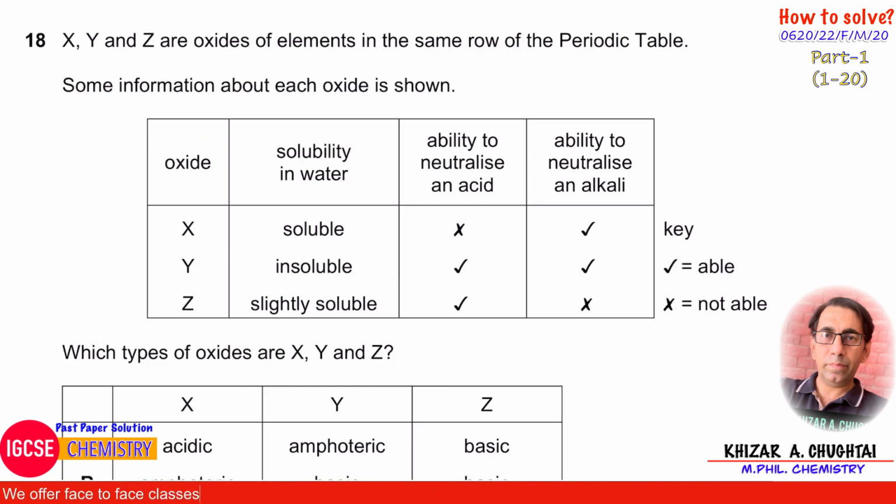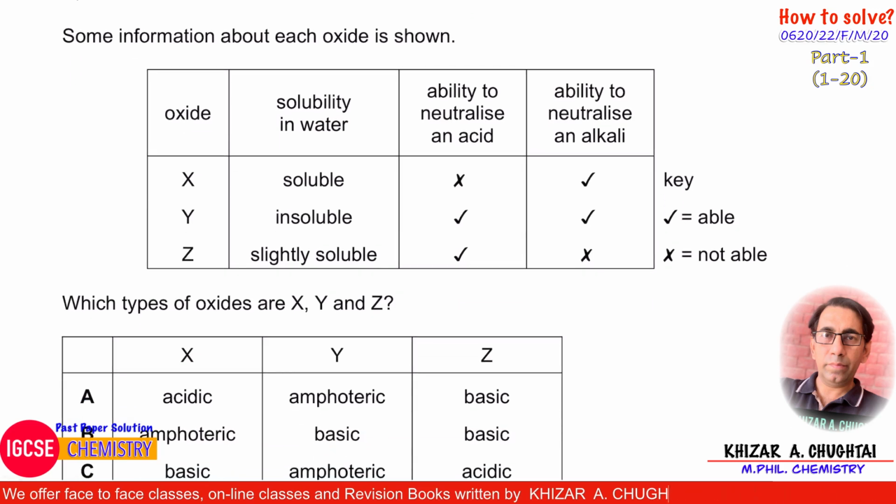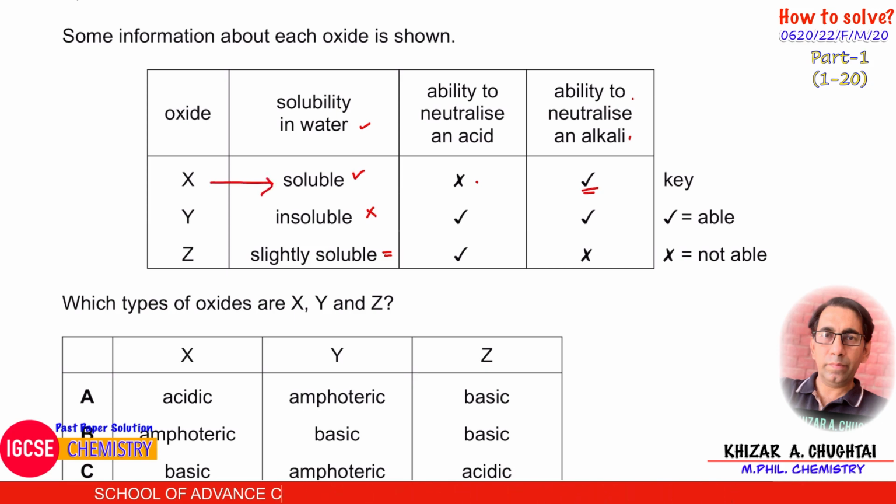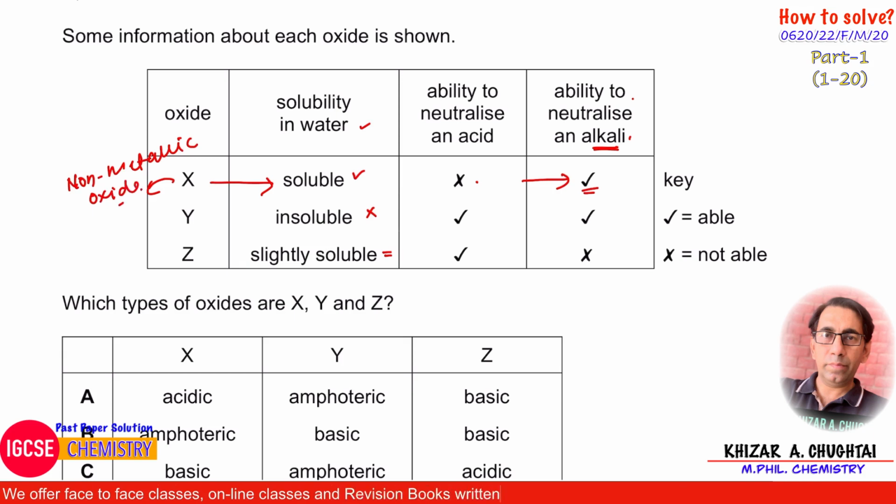Question number 18. X, Y, and Z are oxides of elements in the same row of the periodic table. Some information about each oxide is shown. Now let's see over here. This number one column is showing the solubility in water. It's soluble, insoluble, slightly soluble. Ability to neutralize the acid, no. Ability to neutralize the alkali, yes. So X is water soluble and it is going to react with alkali. So it is a non-metallic oxide, as it's acidic in nature and it's neutralizing the alkali.